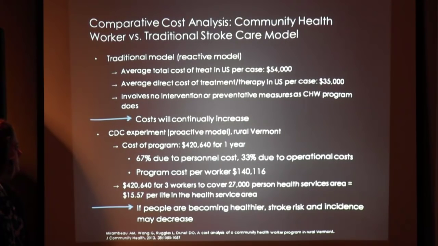So going on to the next slide, this is just a comparative analysis that we put together, taking the traditional model and comparing it to an experiment that the CDC conducted that looked at the cost effectiveness of community health workers in a rural environment. So when looking at the traditional model, the average total cost of treatment per stroke case in the United States is $54,000. That's $35,000 of that is direct medical costs.